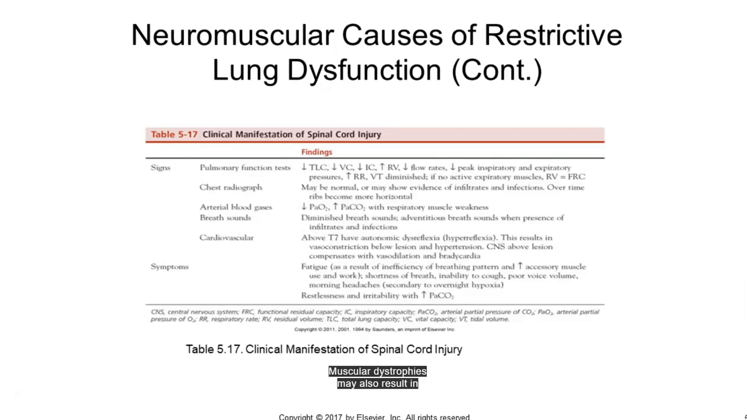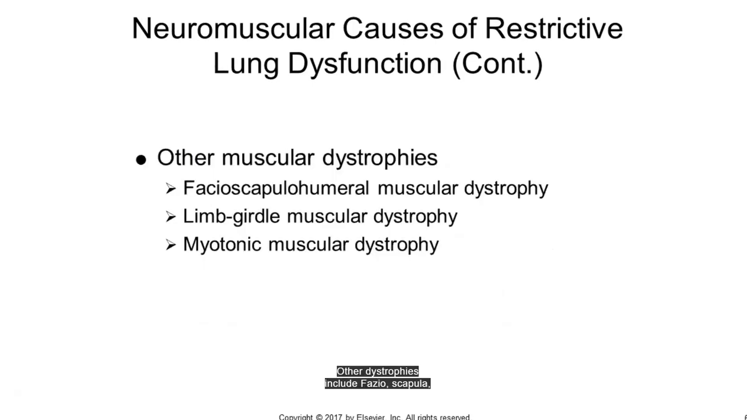Muscular dystrophies may also result in RLD and are caused by genetic factors, with Duchenne's being a sex-linked X chromosome recessive disorder that only affects boys. Other dystrophies include facioscapulohumeral, limb girdle, and myotonic dystrophies. Electromyography, muscle biopsies, and serum enzymes such as creatine kinase MM and MB are used to diagnose these diseases. Specific to Duchenne's is amniocentesis prenatally to analyze DNA. Treatment is supportive with prevention of respiratory infections being a primary concern for respiratory therapists.